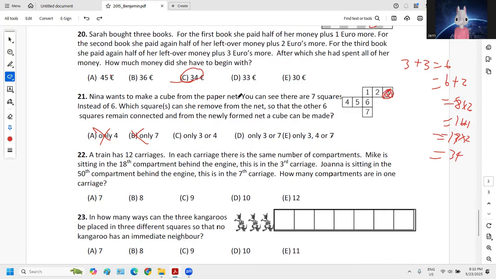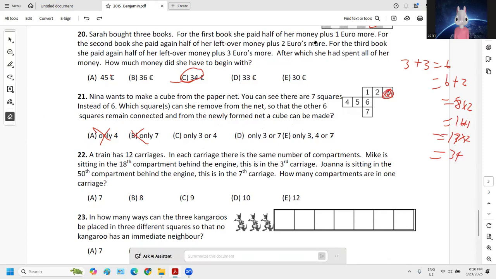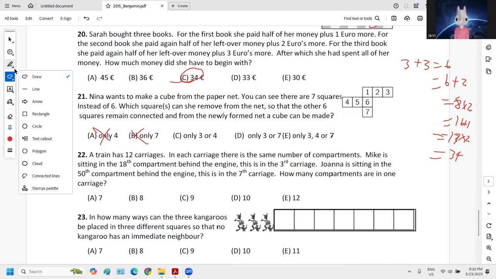So now we're going to try taking out 7, and then it would be 1, 5, 6, 4 at the top, 2 here, and 3 would cover 6, 7. So then it would still be good. So not C, maybe D, maybe E.